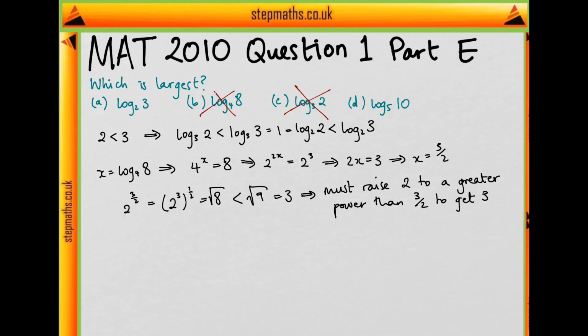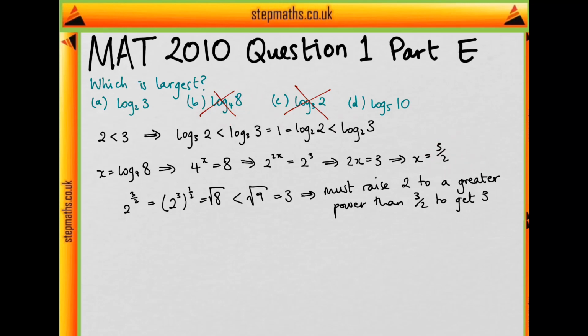But now we're going to have to compare log base 5 of 10 to log base 2 of 3, and that's rather difficult. So let's see if we can compare this with one of these two, and then if this is smaller, then we know that this isn't going to be our answer. So let's compare this to log base 4 of 8, because that's 3 over 2, that's quite a simple number.